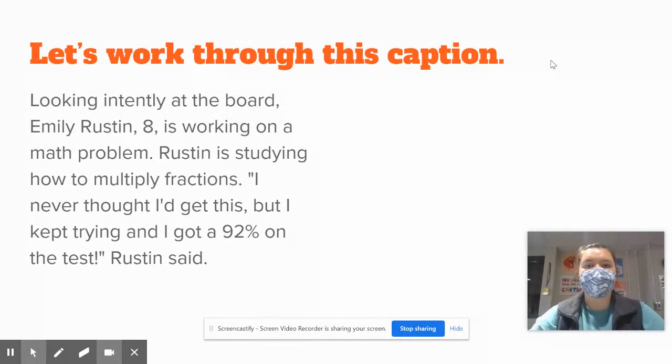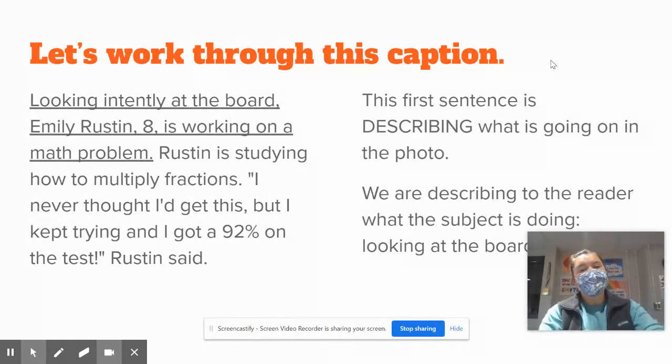And just to refresh, a caption describes what's going on in a photo, whereas a lead is the start of a news story. So I know we learned both of those. It's easy to get them mixed up. A caption always goes with a picture in the yearbook. Okay, so let's break this down sentence by sentence.